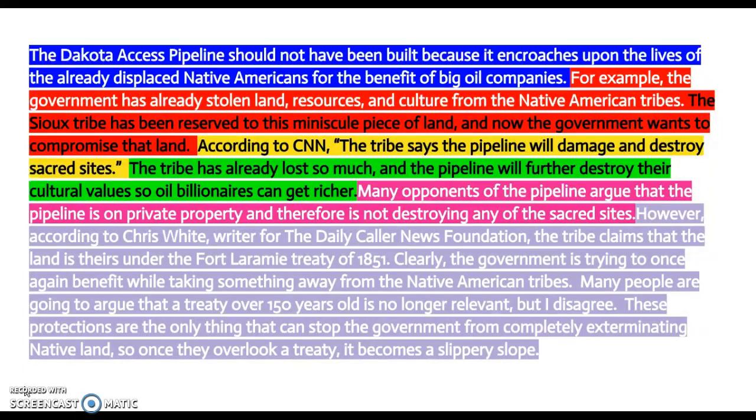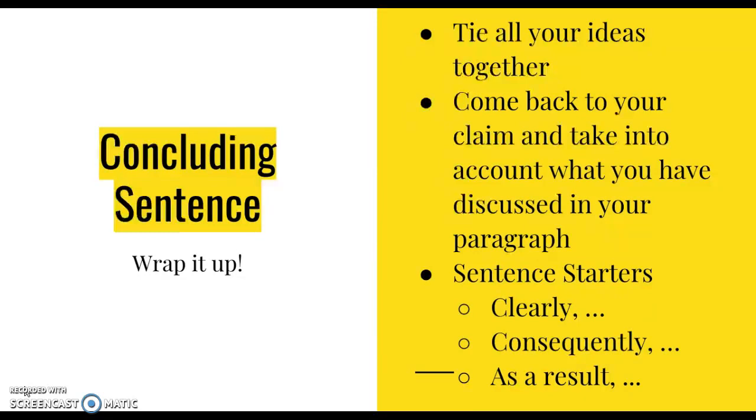So notice how much information I gave there and how I tied everything back to my original claim about how it's hurting the Native Americans and benefiting big oil companies, and how it's been a kind of a pattern of behavior since the beginning of America. Lastly is your concluding sentence, and this is just wrapping your paragraph up. You tie all your ideas together. Always come back to your original claim and take into account what you've discussed in the rest of the paragraph.